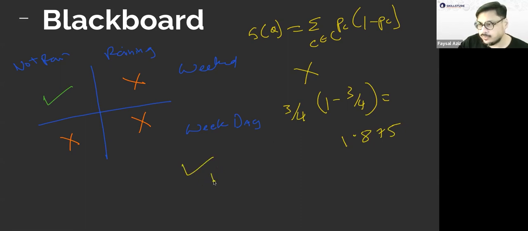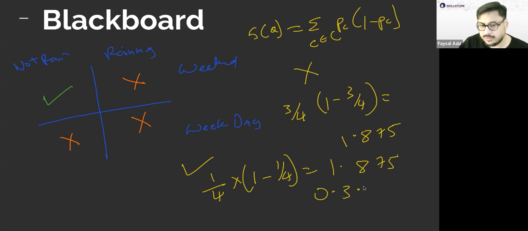What about if I wanted the calculation of the times I do take the dog to walk? Well, exactly opposite of this, right? There's only 1 of 4, times 1 minus 1 over 4, which gives me the exact same answer, 1.875. So this plus this together comes to 0.375.